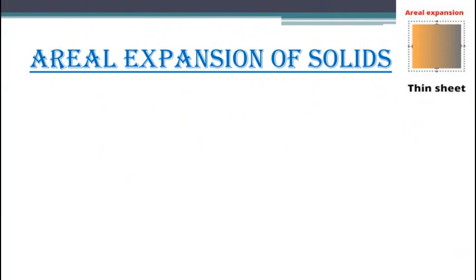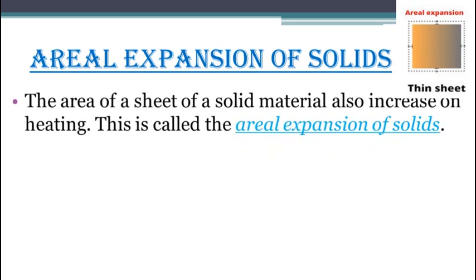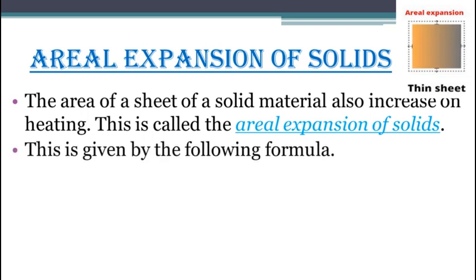So now we are going to learn the areal expansion of a solid in a thin sheet. Similar to linear expansion, the area of a thin sheet of a solid material also increases on heating. This is called the areal expansion of a solid. It means when we heat the solid sheet, its area will increase. This is given by the following formula.